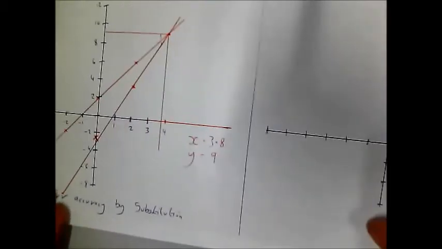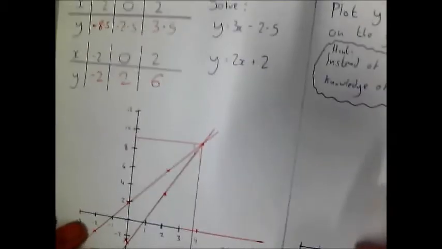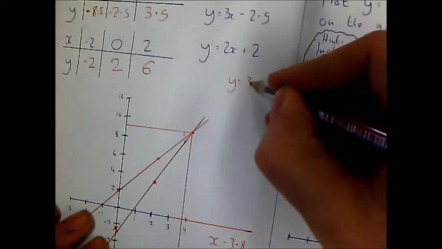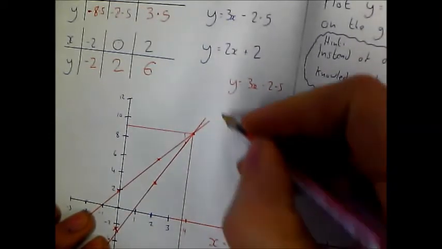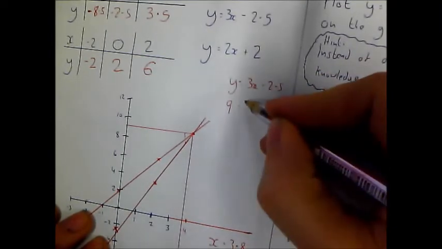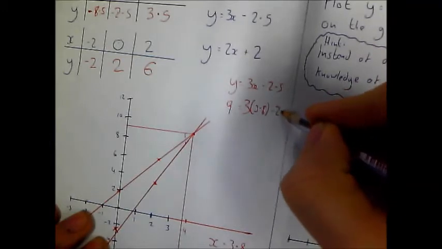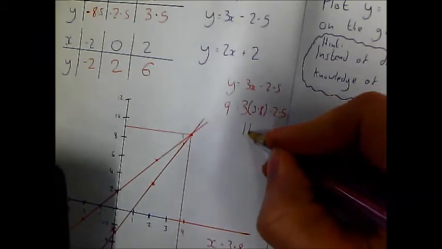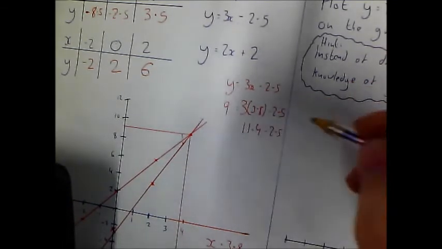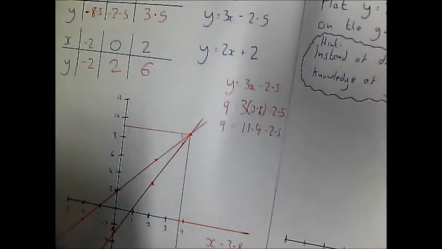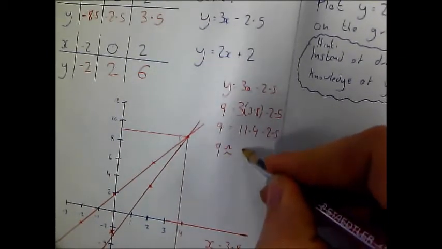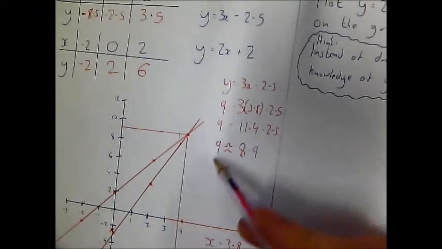Okay. So now let's check my results by substituting back into my equations and see how close they are. So I've got y equals 3x minus 2.5. Let's substitute in my values: 9 equals 3 lots of 3.8 minus 2.5. So 3 lots of 3.8 is 11.4, minus 2.5 is 8.9. So 9 is approximately equal to 8.9. Turns out it was pretty accurate.